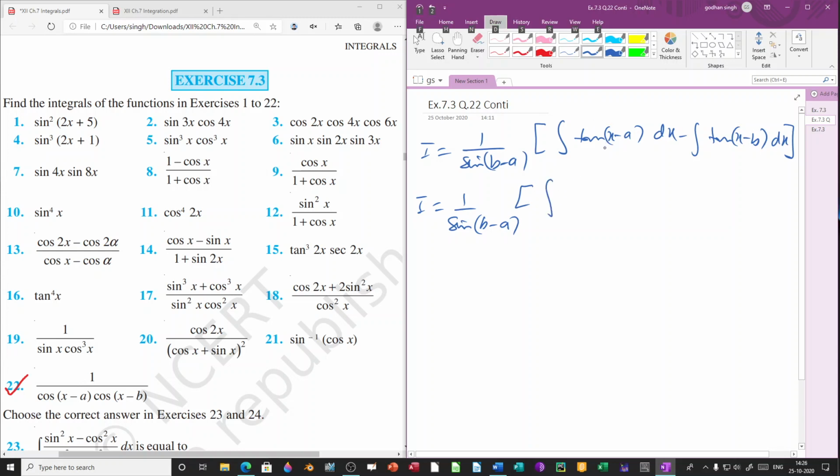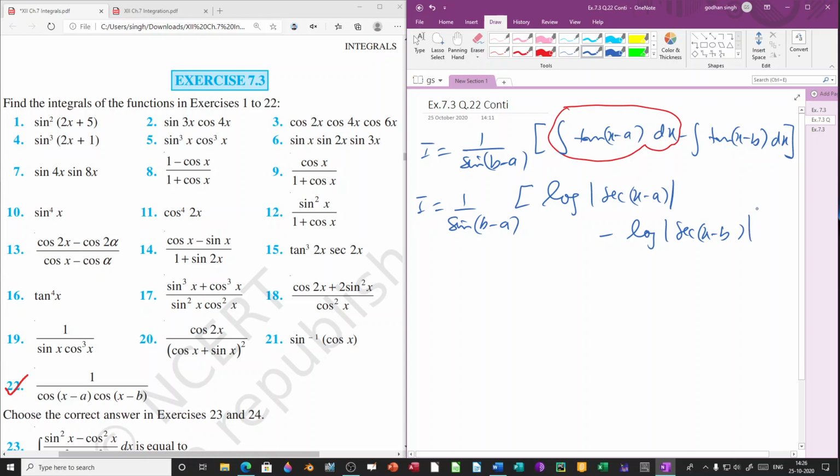Now the integration of dx is log mod of sec x, so we'll be writing I equal to 1 by sin(b minus a), and this whole will become log modulus of sec x minus a, minus, in the same way, the integration of this will become log sec x minus b plus c.